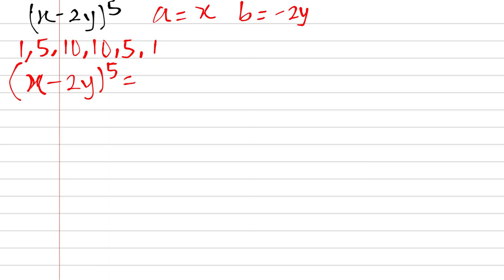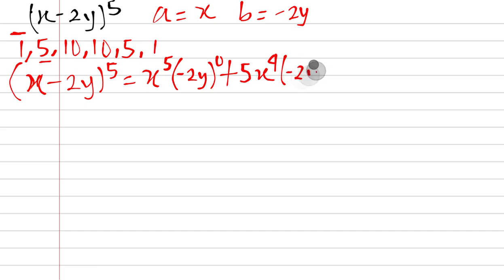So the first coefficient is 1, so I don't need to write 1. So this will be x raised to power 5, multiplied by minus 2y raised to power 0. Then x will decrease now. What's the coefficient? 5. So this is 5 x raised to power 4 into bracket minus 2y raised to power 1. I'm sure you understand what I'm doing. Then plus.